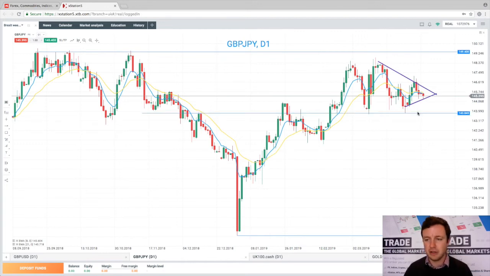In terms of levels to look for here, I'd look for 143.85 as possible support. You can see this act as support on a previous few occasions down here, and to the upside, this resistance region around 149.40, which goes back to those highs we saw last September or October.